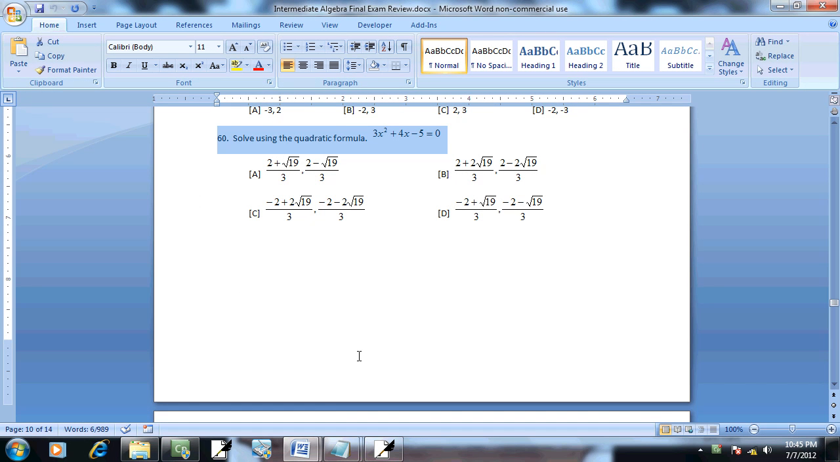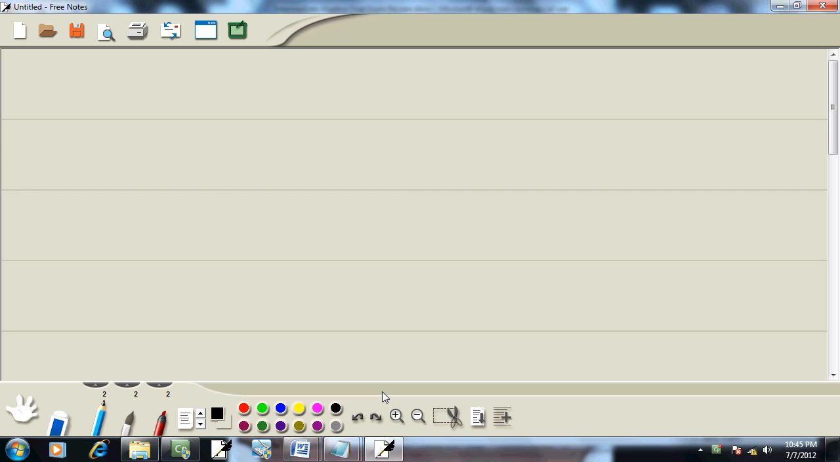Let's take a look at number 60. Solve using the quadratic formula. First, let's refresh our memory on the quadratic formula.